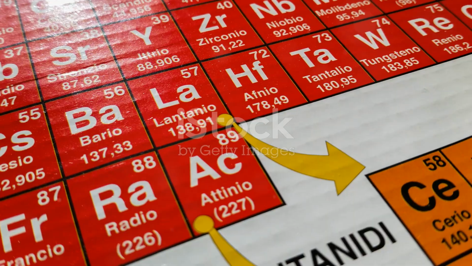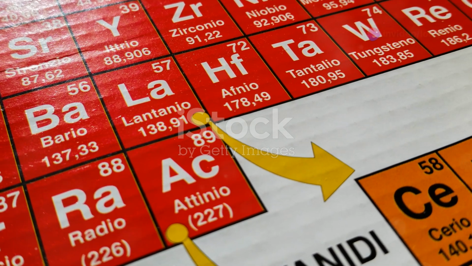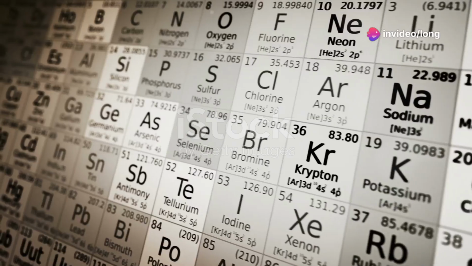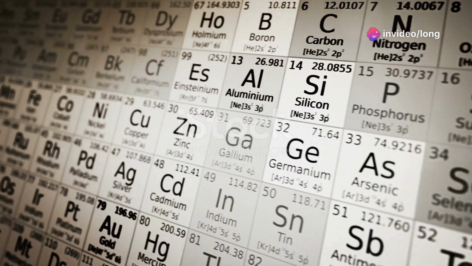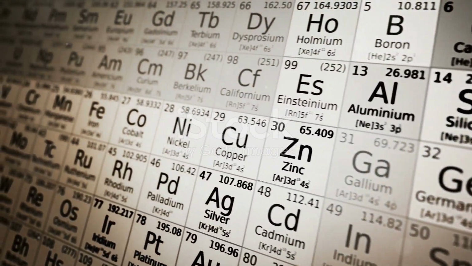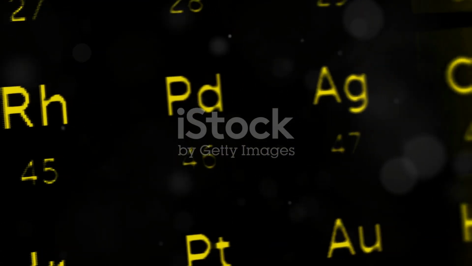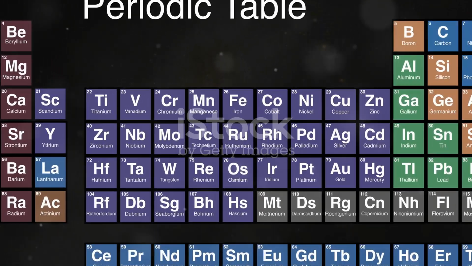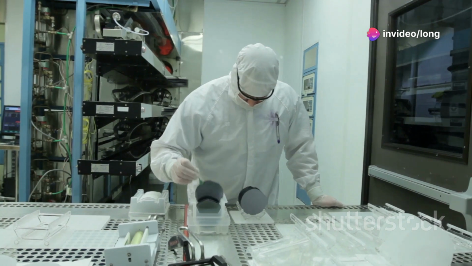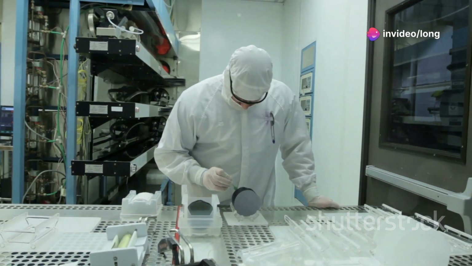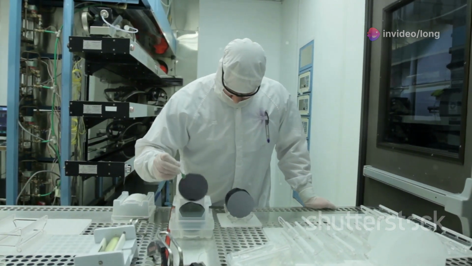Section 6. Metalloids, bridging the gap between metals and non-metals. Nestled between the metals and non-metals on the periodic table is a small but intriguing group of elements called metalloids. Metalloids, also known as semi-metals, have properties that are intermediate between those of metals and non-metals. Metalloids are semiconductors, meaning they can conduct electricity under certain conditions, but not others.